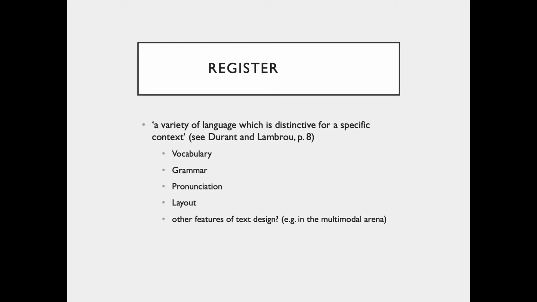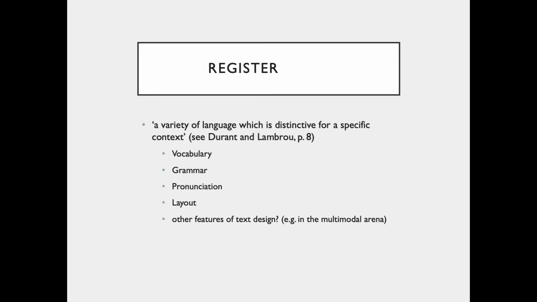What is register? So we can see there from Durrant and Lambrou, their book Language and Media. On page 8, they say that register is a variety of language which is distinctive for a specific context. And we'll see throughout the whole of this term and this module that context is really crucial to language in the media. We need to know what the context is so that we can begin to understand the message that's being communicated.